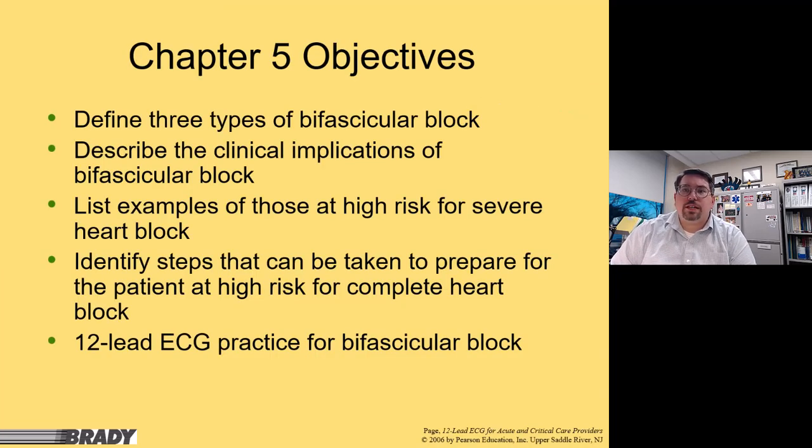We have 5 objectives that we'll be covering throughout this chapter as we go through identifying patients at risk for a complete heart block. We'll define the 3 types of bifascicular blocks. That's two blocks in one. If you can't remember that, I'm going to get it stuck in your head before we're done. We'll also describe the clinical implications of a bifascicular block, the concerns we have for hemodynamic stability and the likelihood of them progressing into an arrhythmia.